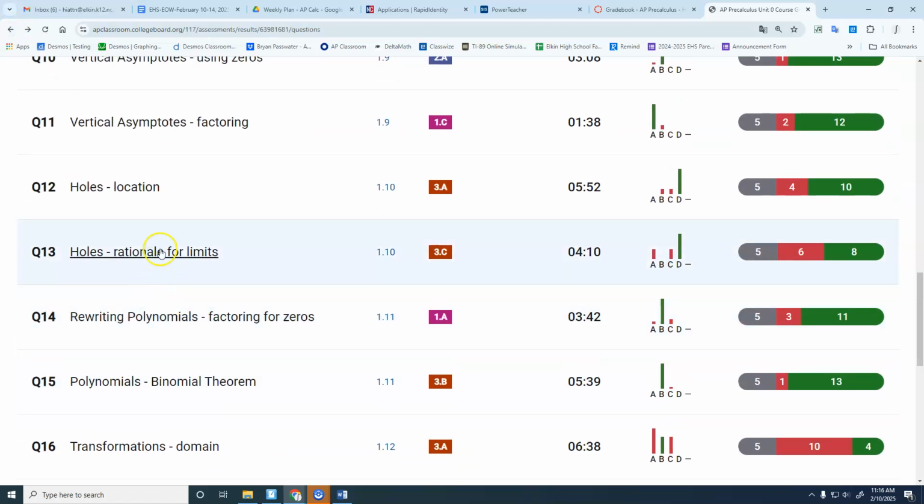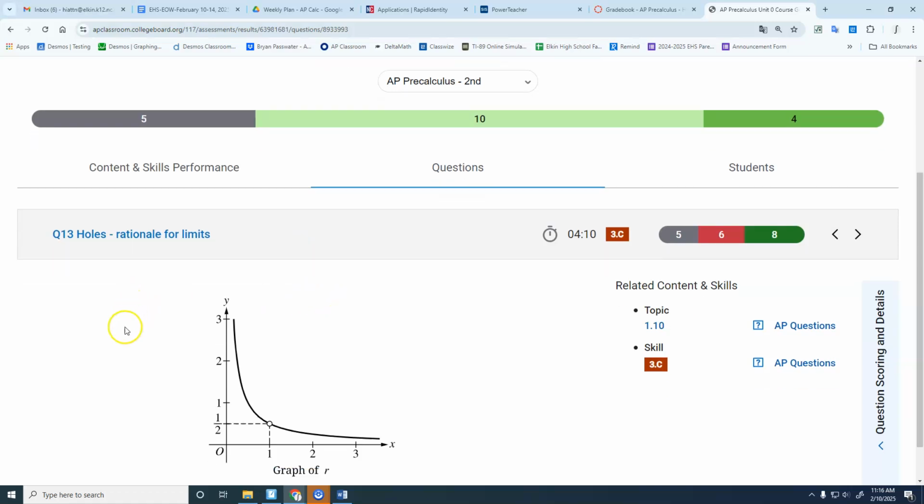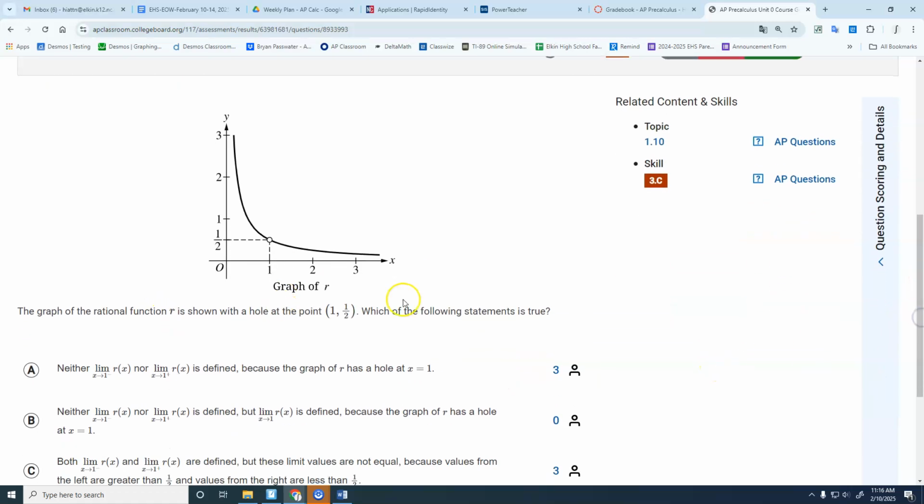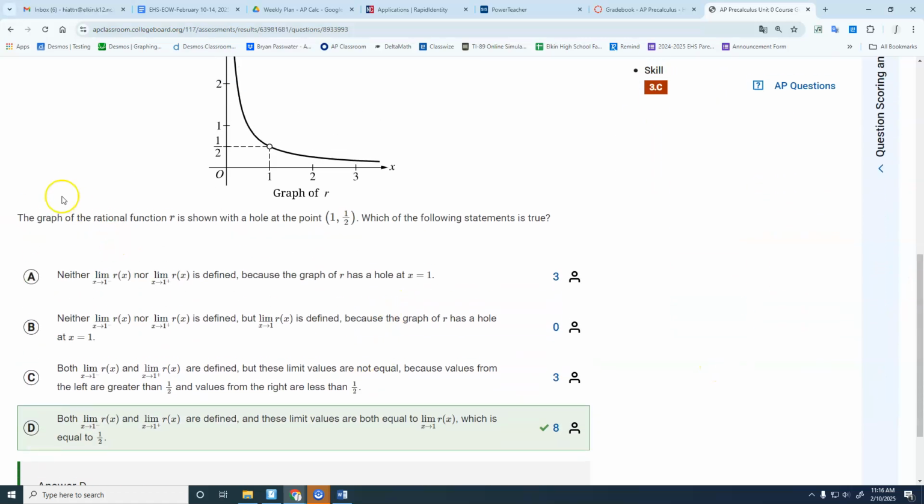13. All right, this one is not scroll. Oh, there we go. All right, this one, the graph of the rational function r is shown with this hole at this point, which is the statement is true.